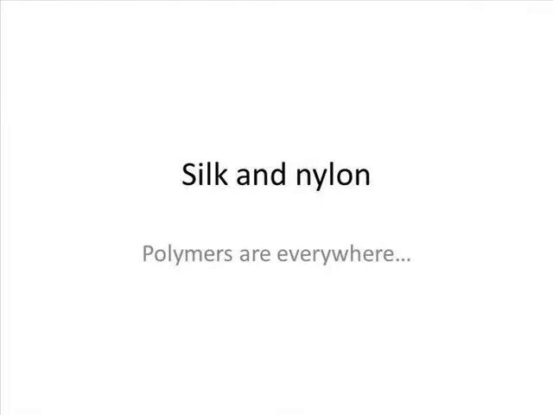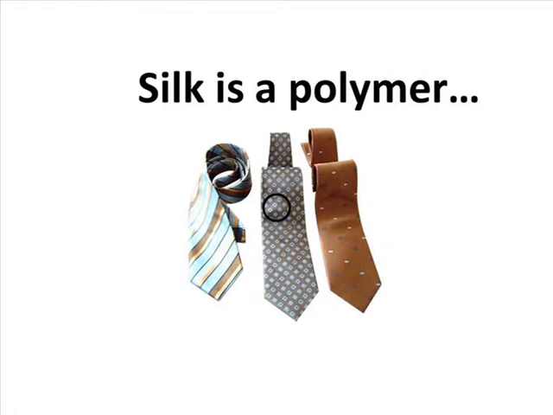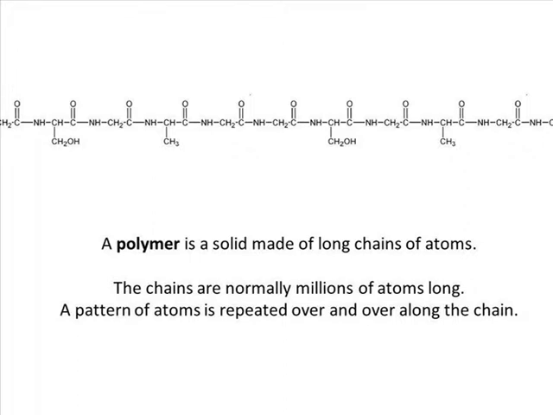So here we have silk. If we were to zoom in closer on silk, we would see under a microscope it would look like lots of different fibres woven together. Take a closer look, each of those fibres is made of lots of little hairs. Zoom in once more, and we see that each hair is actually made of millions and millions and millions of atoms. All those atoms are arranged in long chains, and this is what makes silk a polymer.